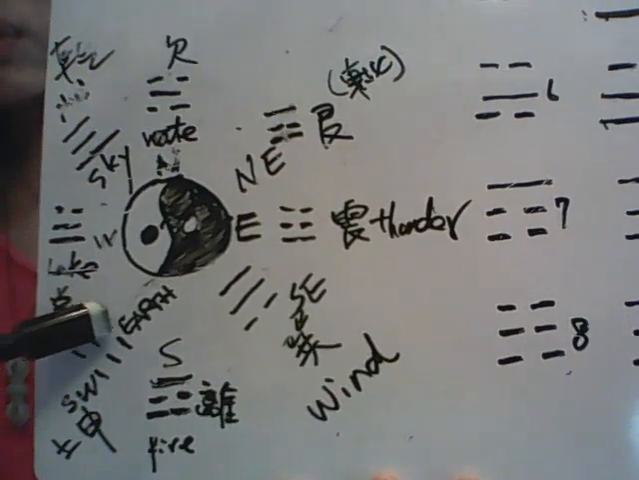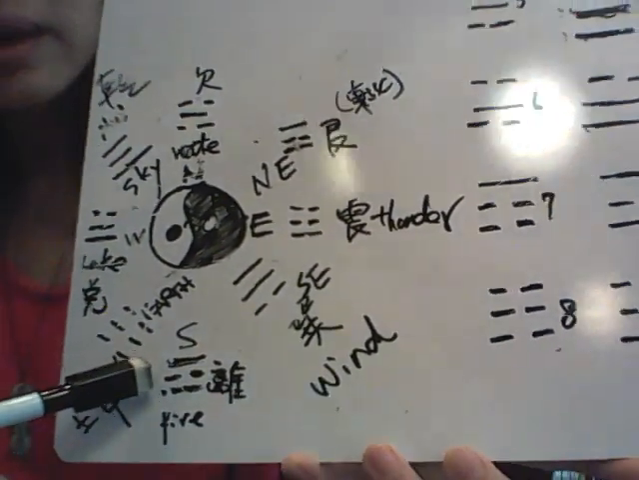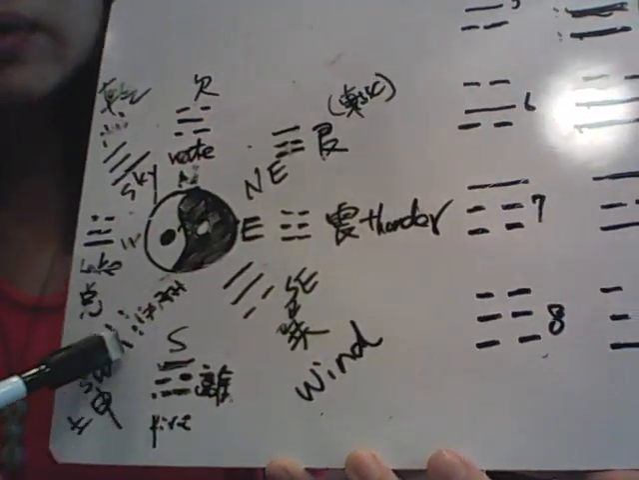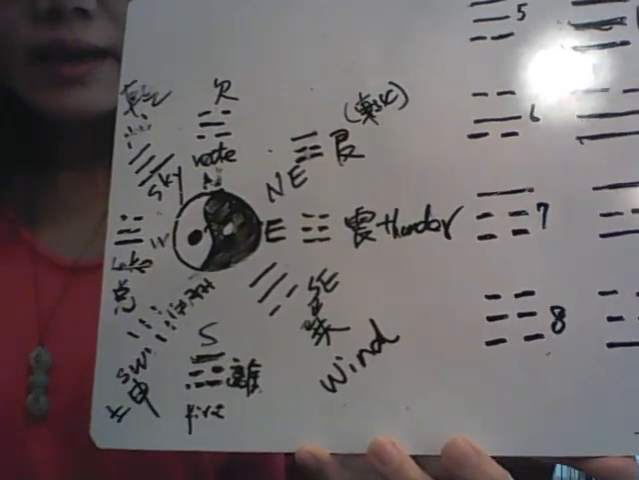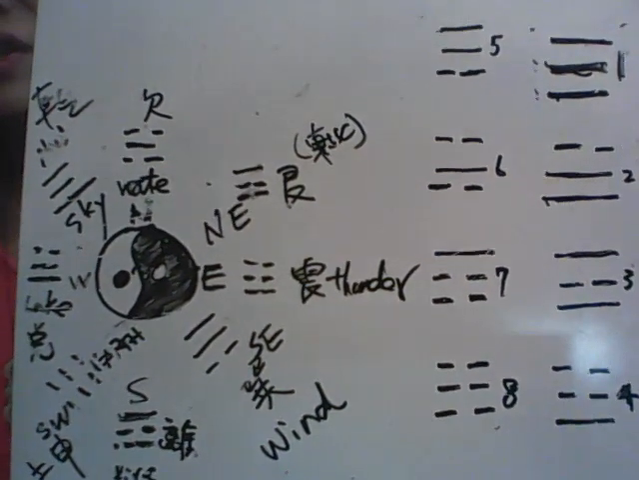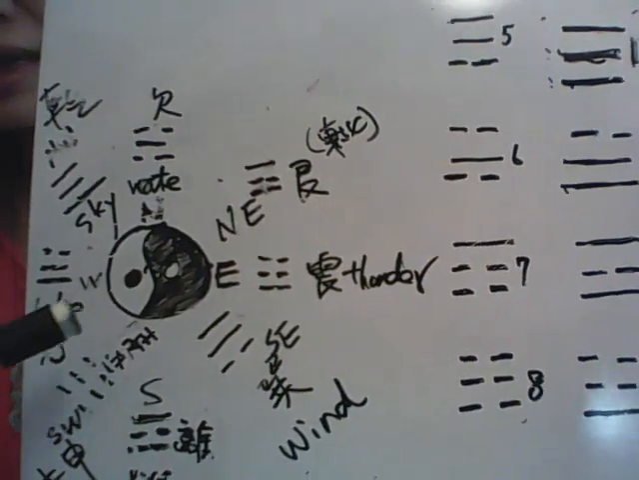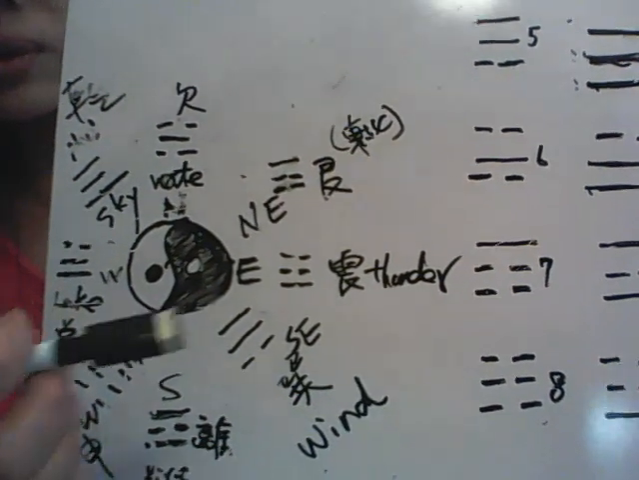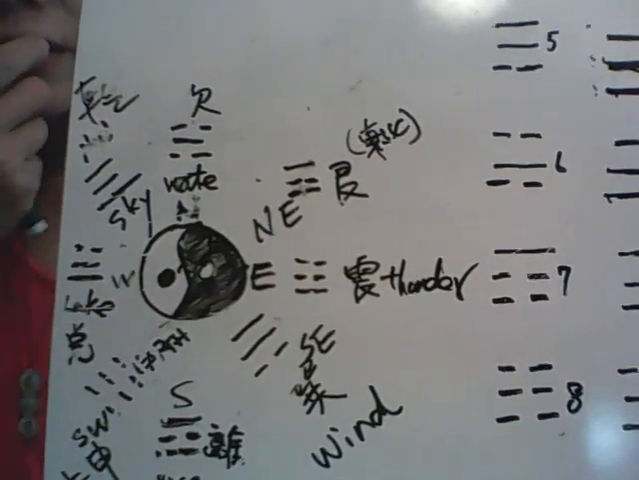When you see this southwest, Kun, they represent soft, and lake. Okay, lake. Lake is the west direction, it is Tui. It also represents the mouth. It's like you open your mouth, that represents the mouth.